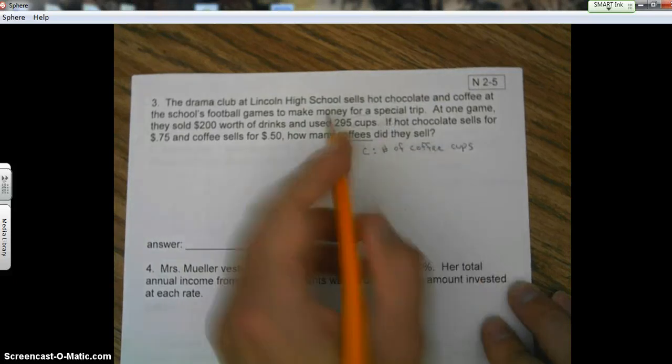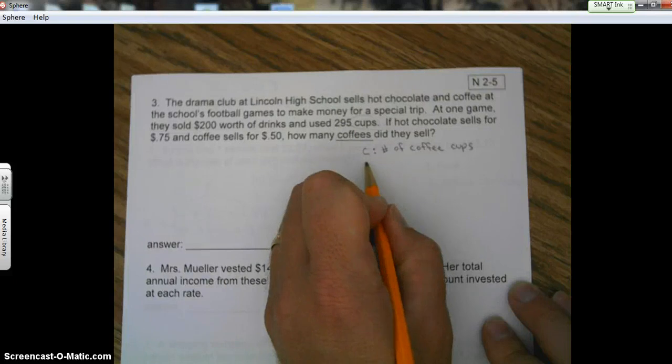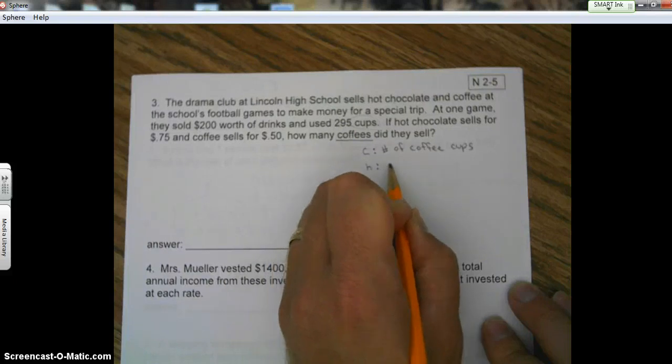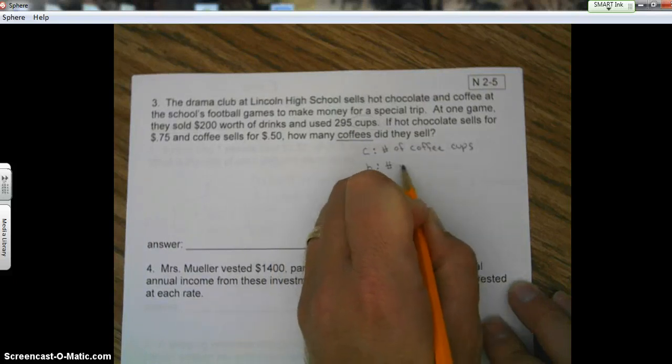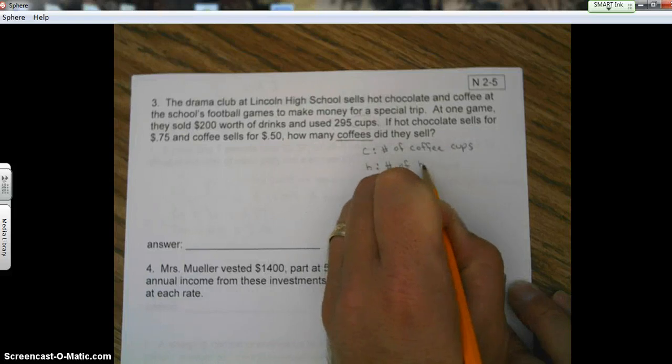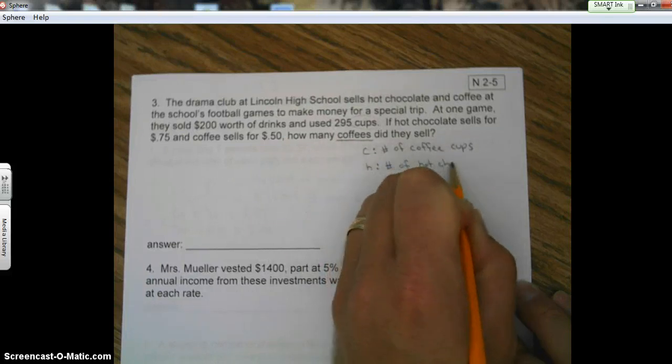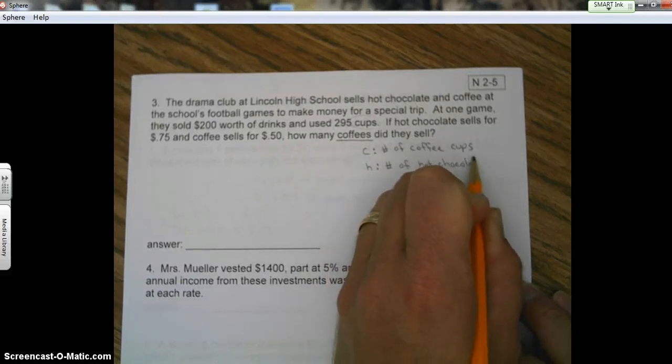And for hot chocolate, let's go ahead and use H. Remember, you can use whatever variable you want. Number of hot chocolate cups.